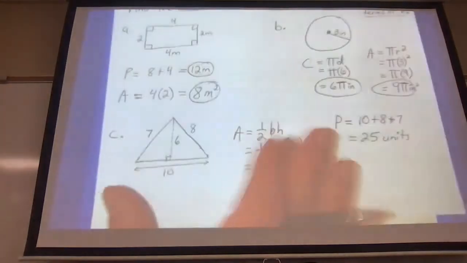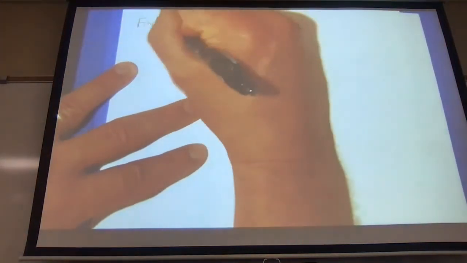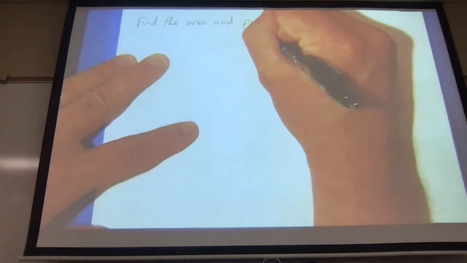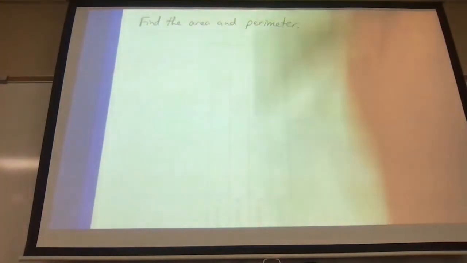Does anybody need to see another one with rectangle, triangle, circle, any of those? People remember doing it last year or somewhere in the past. Okay. And there's only one thing left to show you today. We're going to do the same thing. We're going to find the area and perimeter. But this time, instead of giving you a picture, we're going to put it on the coordinate plane.